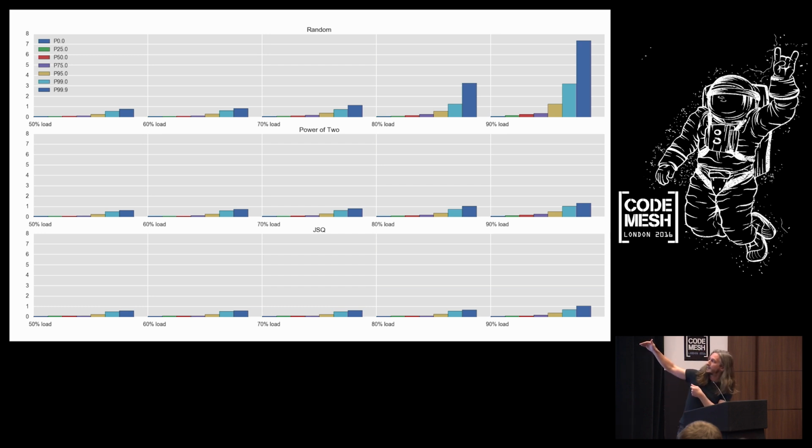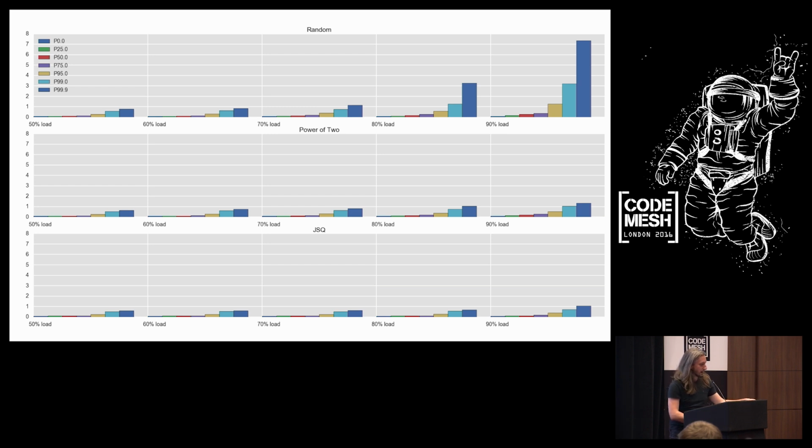But the difference actually becomes more pronounced as the load increases on the system. So here we have the power of 2 choices in the middle. We have join shortest queue in the bottom, and we have random on the top. And you see that even as you approach 80%, 90% load, it is still making a really big difference. Great. That's really cool.